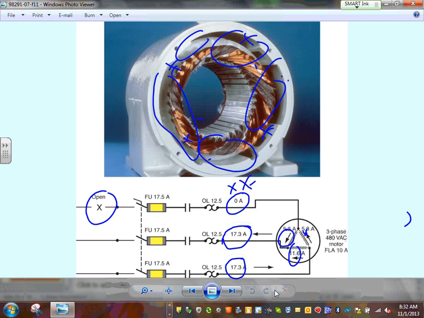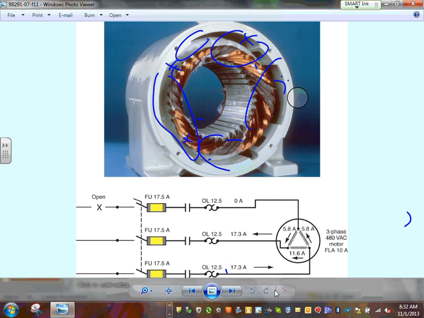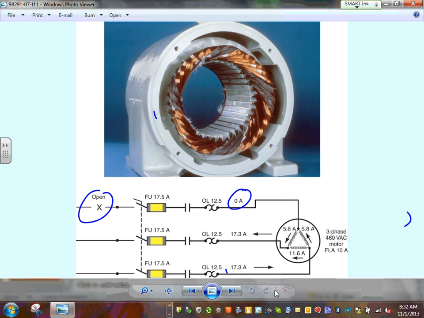If it's a delta, same thing, guys. You can see the same thing in a delta or a Y motor. Your motor is going to burn. You can see I have an open condition, 0 amps here, 17.3, 17.3. Remember, this was supposed to be 10. This is supposed to be 10. This is supposed to be 10.